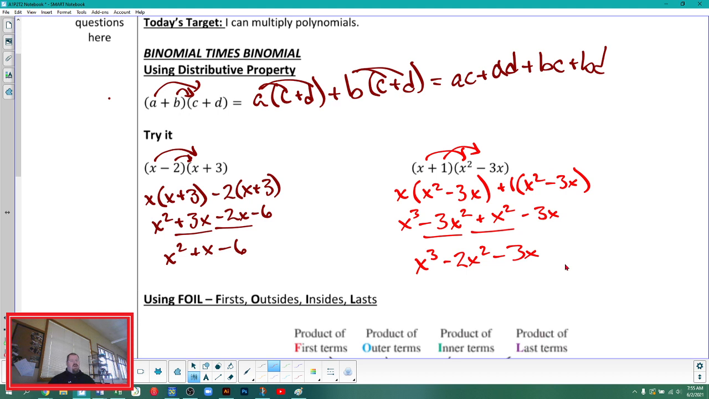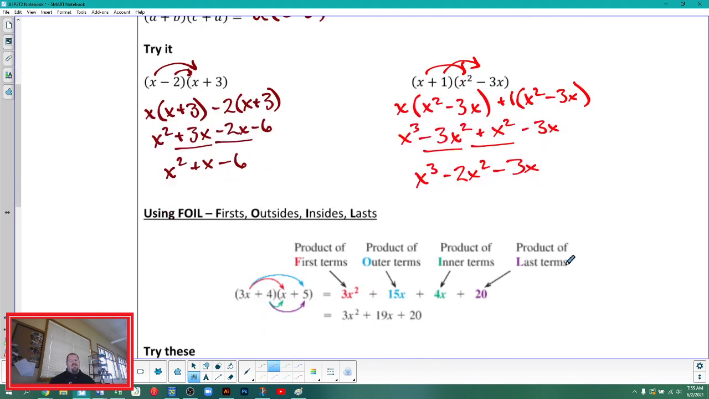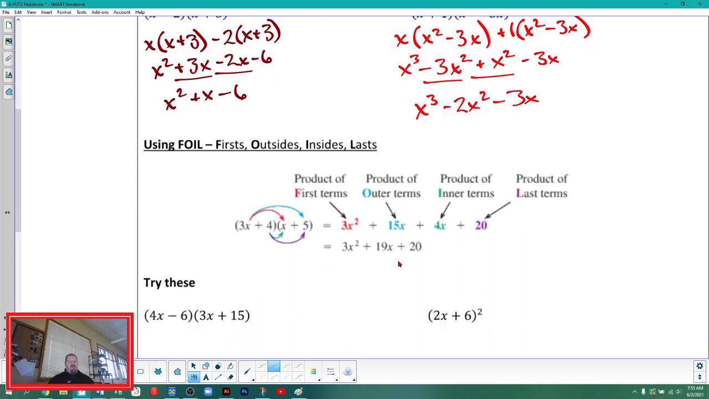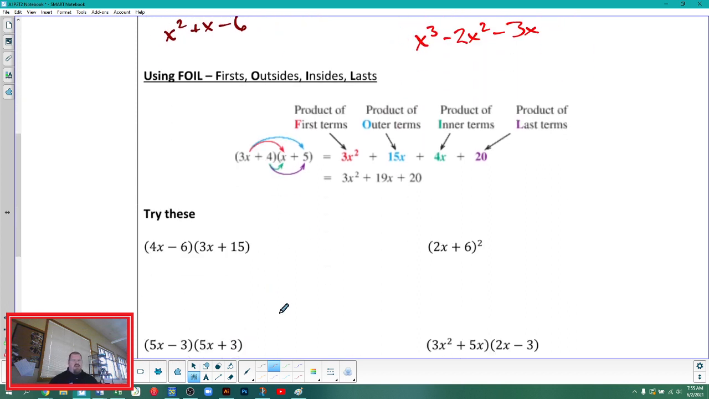Now this is such a common thing that we have an acronym to help us out. And that acronym is called FOIL, where we want to find the product of the first terms, the outside terms, the inside terms, and the last terms. We end up doing it so often that this is just a little bit easier and a little bit better way to show it. So let's go ahead and give these a shot.